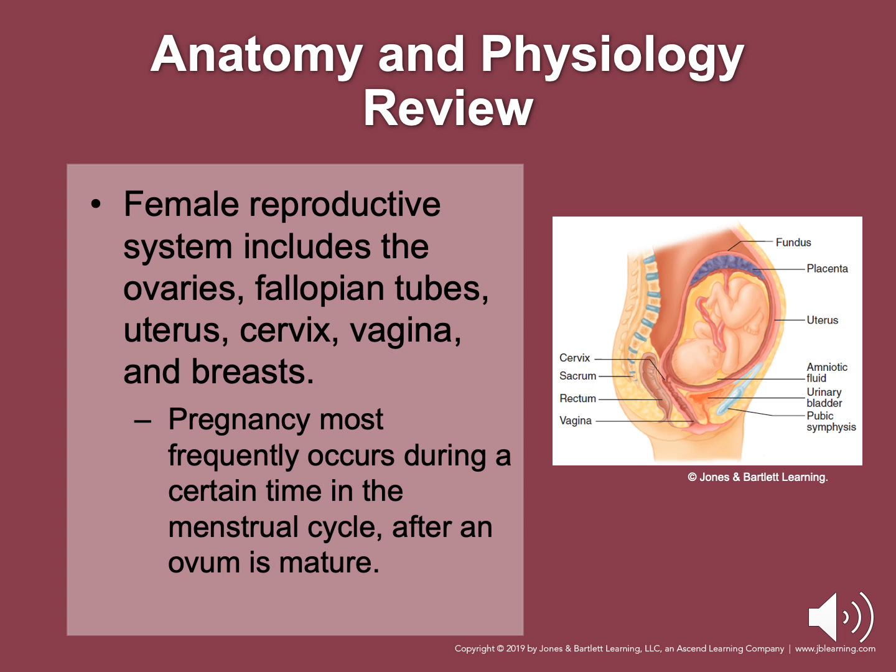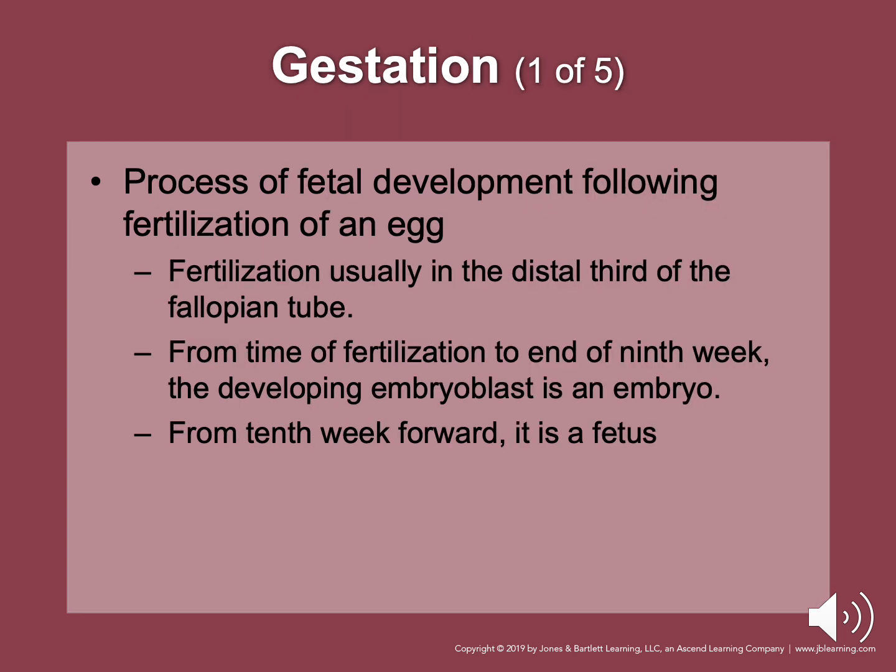So the female reproductive system includes the ovaries, the fallopian tubes, uterus, the cervix, the vagina, and the breast. Pregnancy most frequently occurs during a certain time in the menstrual cycle after the ovum is mature. The process of fetal development following fertilization of the egg is gestation. So fertilization usually is in the distal third of the fallopian tube. From the time of fertilization to the end of the 9th week, the developing organism is an embryo. So from the 10th week forward, it is a fetus.